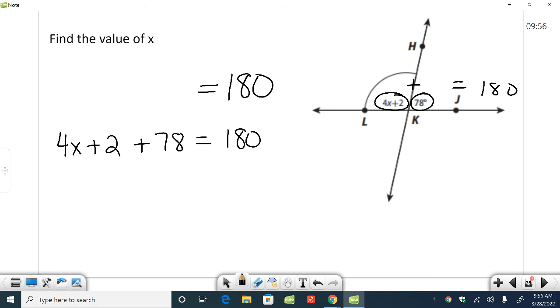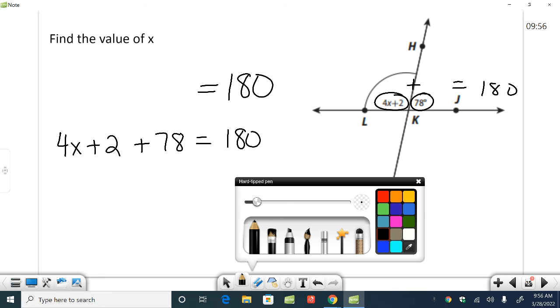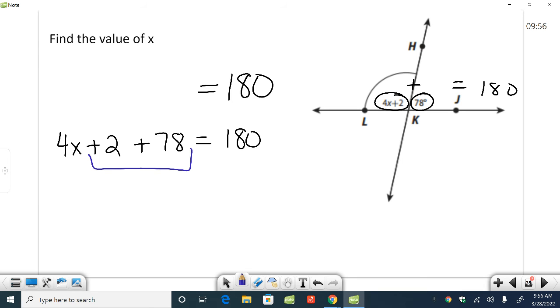Mason? 2 minus 2 is 70. Nathan? You do minus 78 and minus 2, and then subtract 80. Right, you can combine the like terms. So what I would do first is put these two together. 2 plus 78 is what? 80. So this is 4x plus 80 equals 180. So combine the things that look alike.